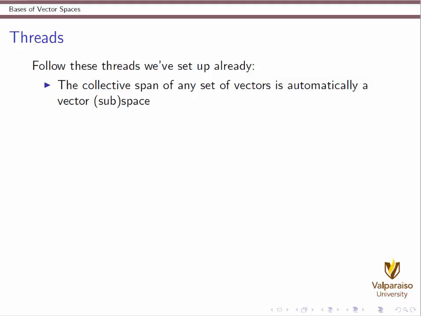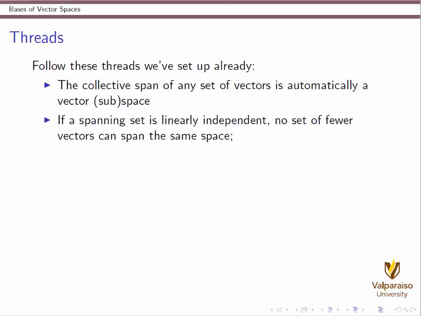So we've already set up the threads we need. The collective span of a set of vectors, we know what that means now. It turns out that's automatically a vector space. If we have all of the possible linear combinations of a set of vectors, when we take them and add a couple up or multiply one by a scalar, we get a new thing which would still be a linear combination of that set of vectors. So the span of a set of vectors is a self-contained whole. It turns into an actual subspace.